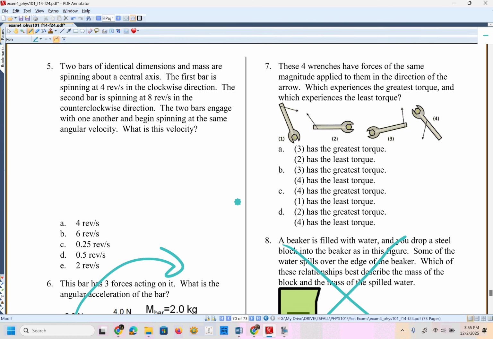Same here. I have 2 bars, and their dimensions and mass are the same. That means their moments of inertia are the same. So I know right away that I1 is equal to I2, because they have the same dimensions and the same mass, and they're rotating about the same axis. Initially, only the first bar is spinning, and the second bar is spinning in the opposite direction. I want to know what their velocity is when they engage.